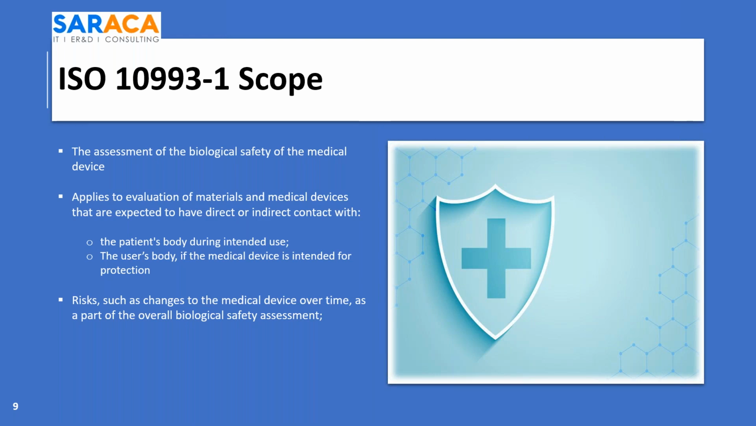Risks such as changes to the medical device over time are part of an overall biological safety assessment. That means if the essential performance of your device in its intended use is said to be, in your literature, 20 years, then you need to know how that device, implants for example, changes over time. Does any of the material leach out? If it leaches out, does it pose a problem to surrounding tissues over time, at the end of the device's life, which in some cases can be 20, 30 years?